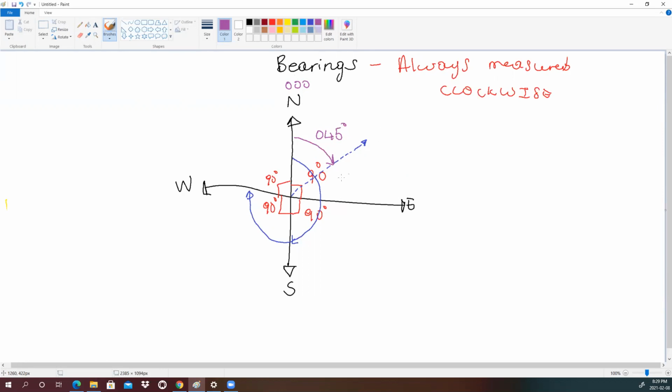If you're measuring something that is 30, you would record it as 030. If you're measuring a bearing that is 50 degrees, you record it as 050. So your bearing must always have 3 digits. Clear so far?